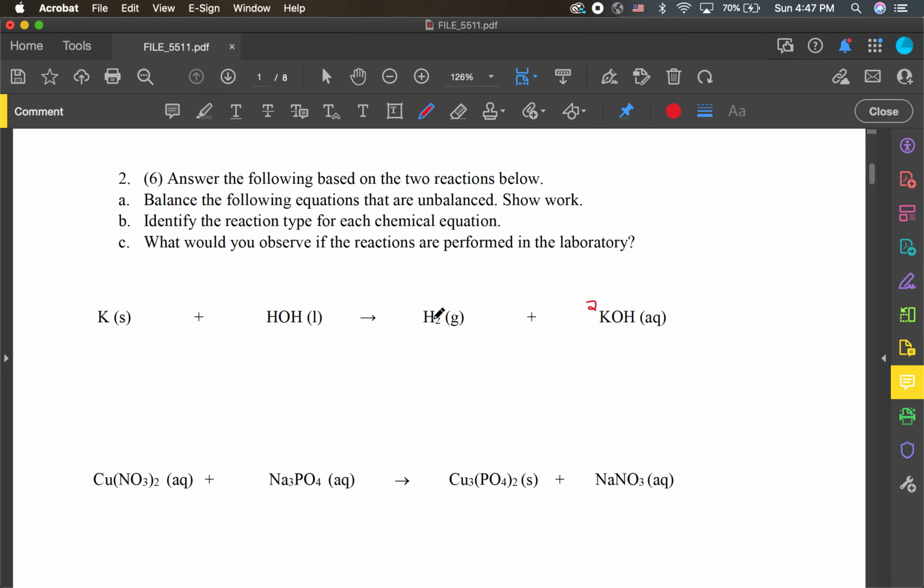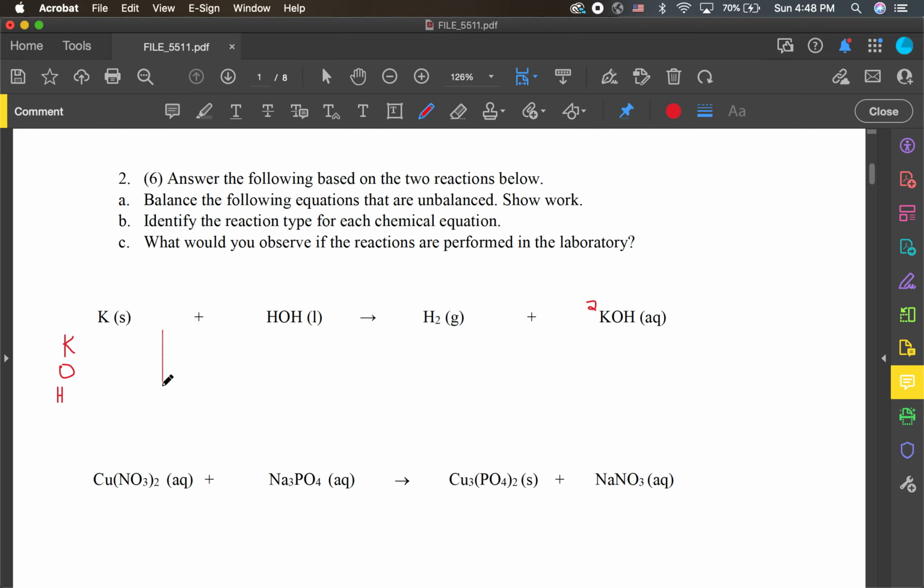Okay? And then we have 1 oxygen and 1 oxygen. But now if we have this 2, we have 2 oxygens here. So let's keep moving along here and see what we have to do. So right here, we'll draw our little table again. We have potassium, oxygen, hydrogen.